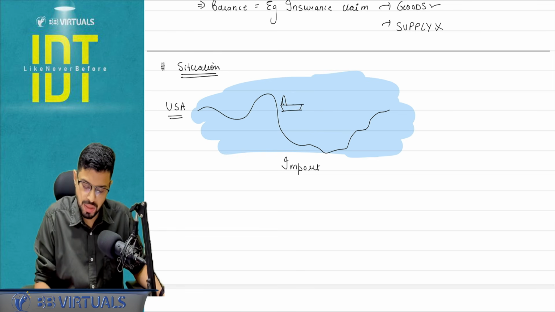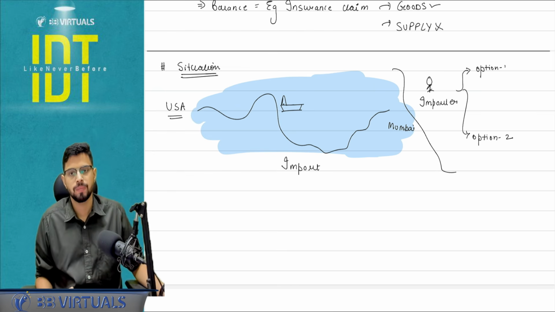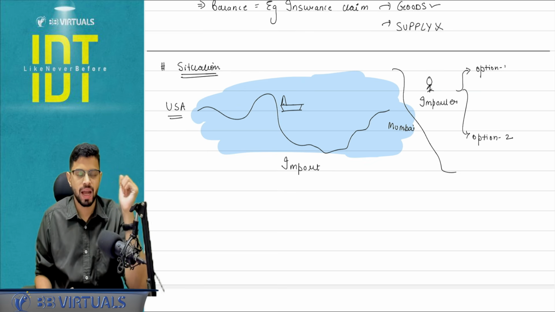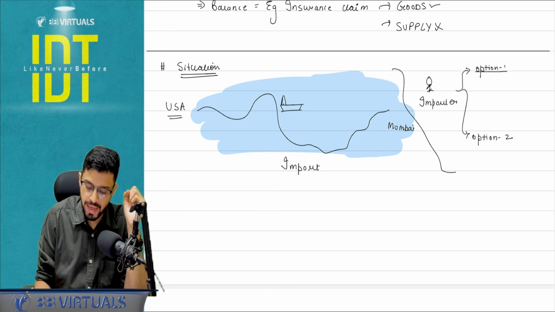Okay, and this is the Mumbai port. I am the importer. Now when the goods come, I have 2 options. Option number 1 and option number 2. Option number 1 is I can directly clear the goods.